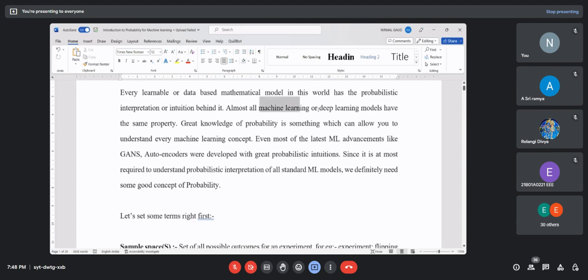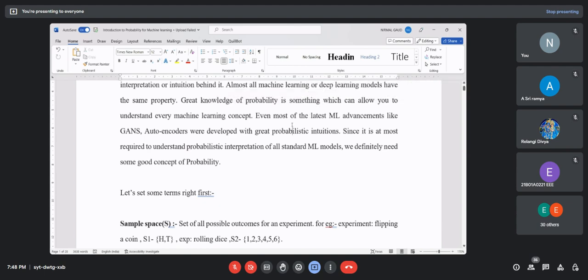So all the machine learning and deep learning models use the same property: probabilistic interpretation, or whatever you call it. This is an approach. So the knowledge of probability that is required for you, I am going to explore here in our studies. What is required for machine learning and data science?